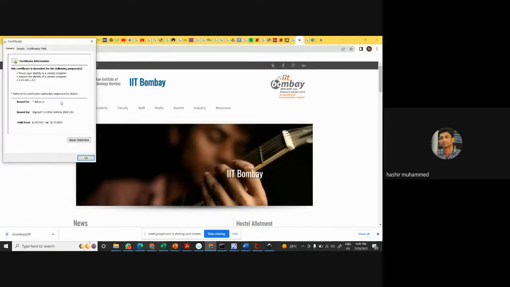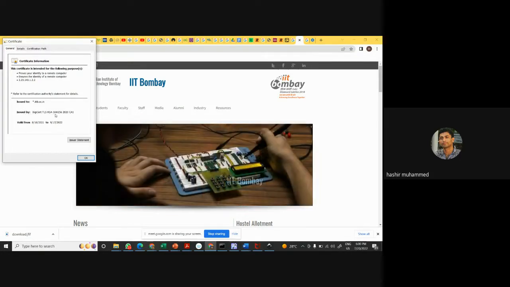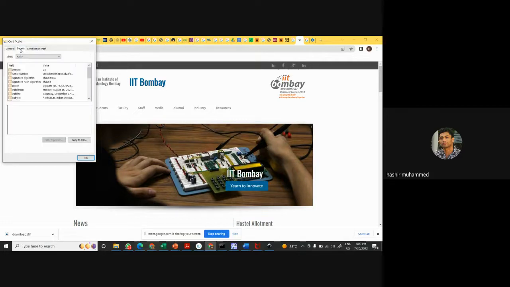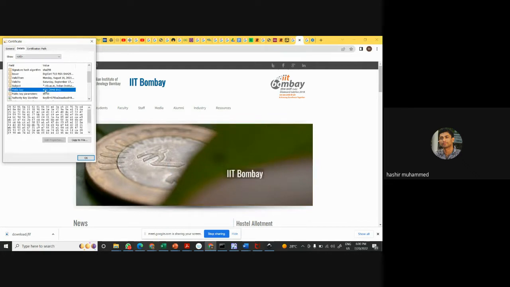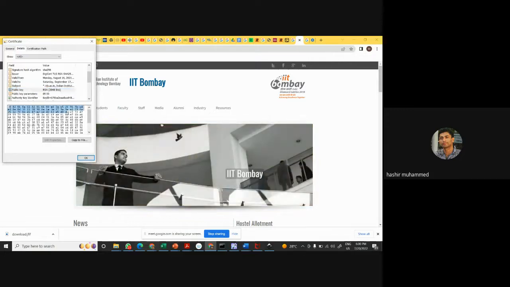Okay. So you see here, this is issued by DigiCert TLS RSA. So this is protected by the RSA algorithm. So you can see the details here. You can access this key, by the way. This is the public key. The key, the message I showed you, it is the public key.